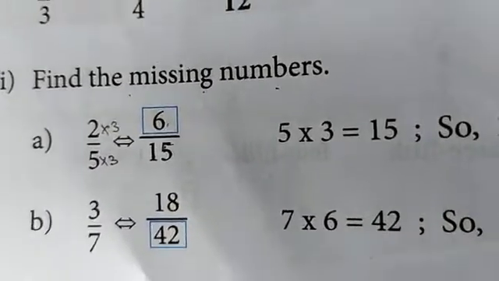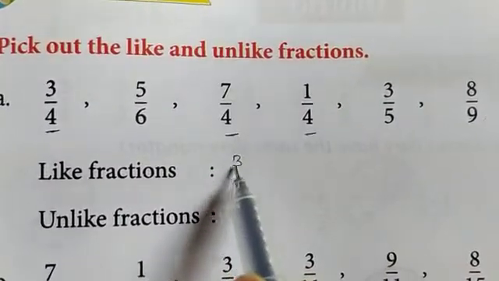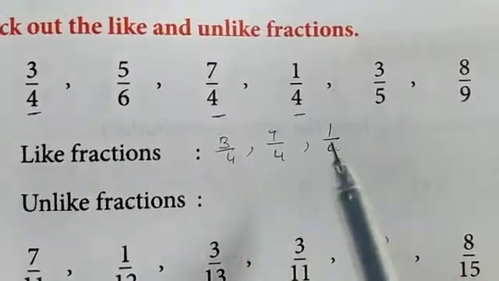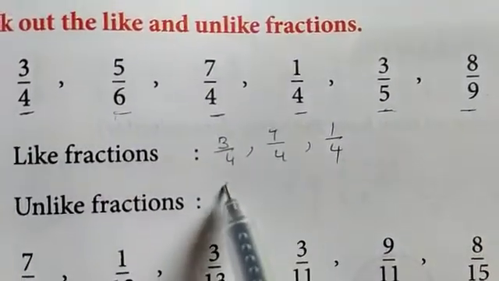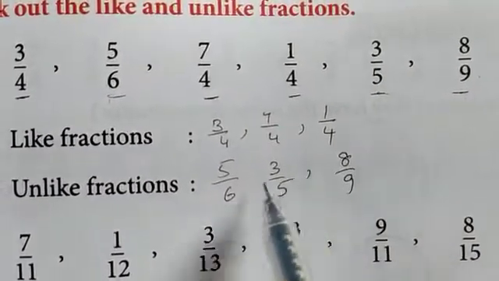Same fraction. Okay. Now in the next page 101, pick out the like fractions and unlike fractions. Like fractions means which have denominators same. 3 by 4, 7 by 4 and 1 by 4. Unlike fractions, denominators will be different. 5 by 6, 3 by 5 and 8 by 9.